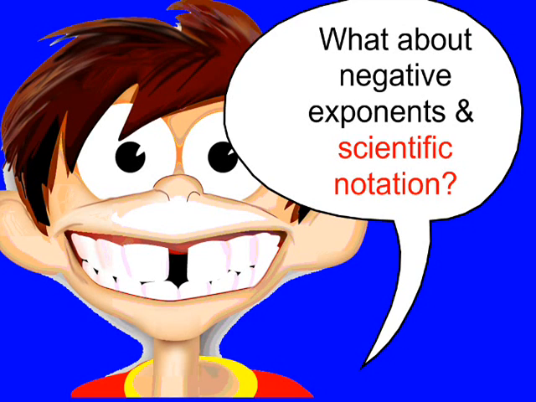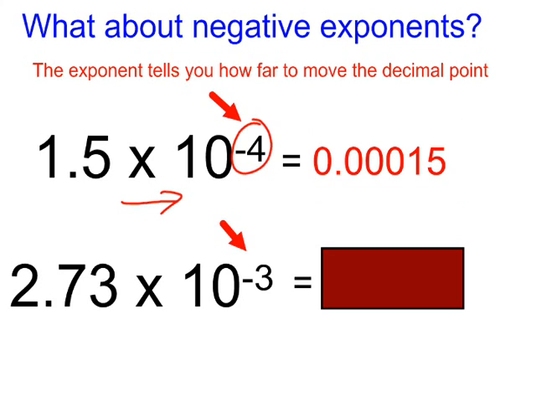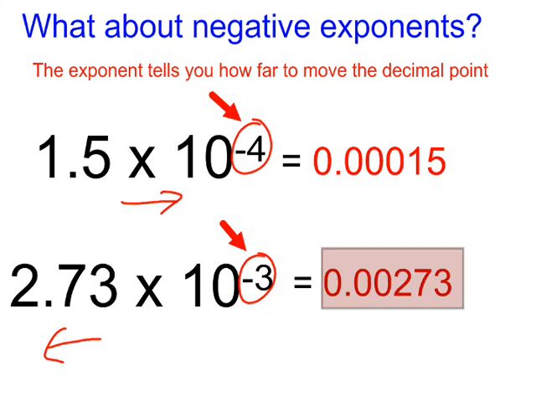What about negative exponents in scientific notation? Well, here we have a negative exponent. With a positive exponent, we move the decimal to the right. So what do you think would happen if we had a negative exponent? That's right, we would actually move the decimal 4 spots to the left. And in this example, we would move the decimal 3 spots to the left. So 2.73 times 10 to the negative third, that would be our end result.